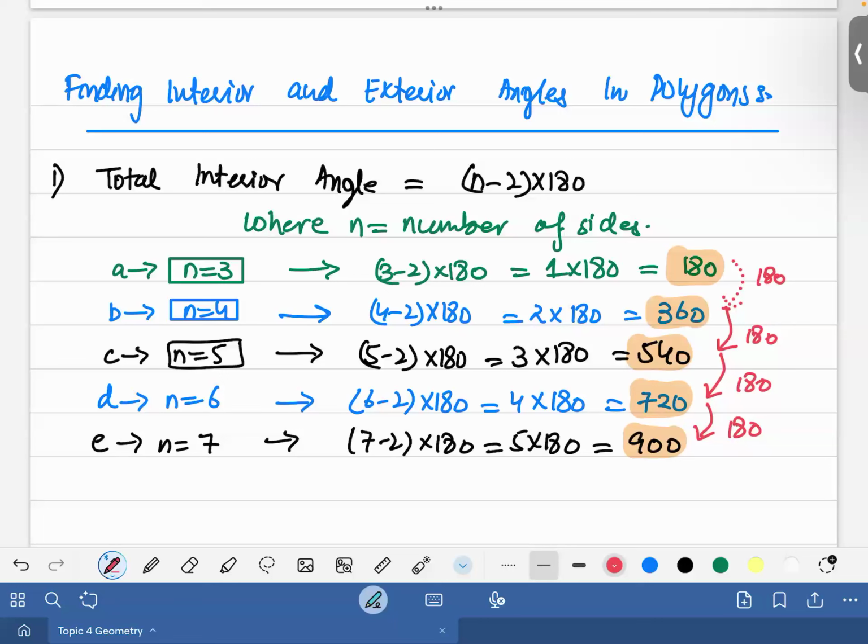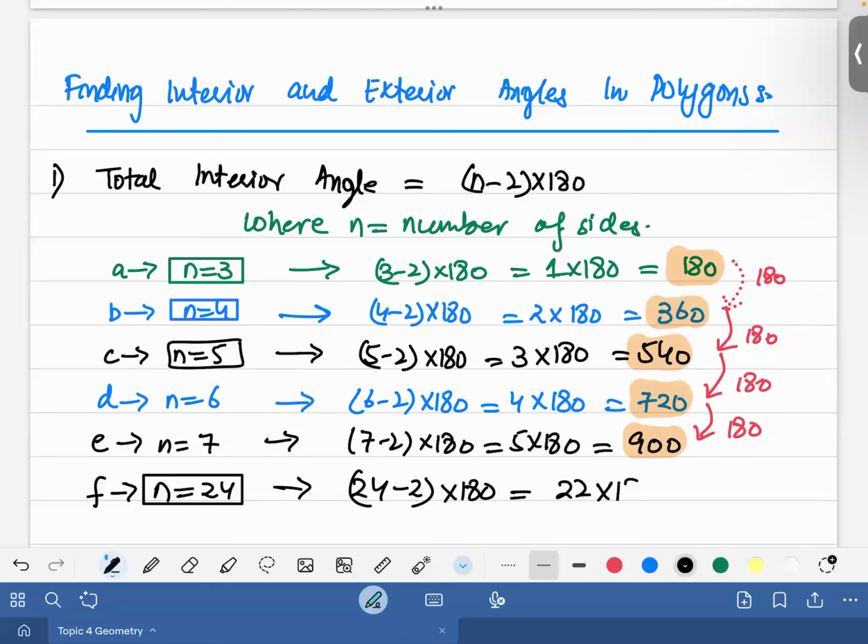What's the reason behind that? For example, in the same manner, I can also find out when n is equal to 24. It's a 24-sided polygon. What would be the total interior angle? It would be 24 minus 2 times 180, which is 22 times 180.